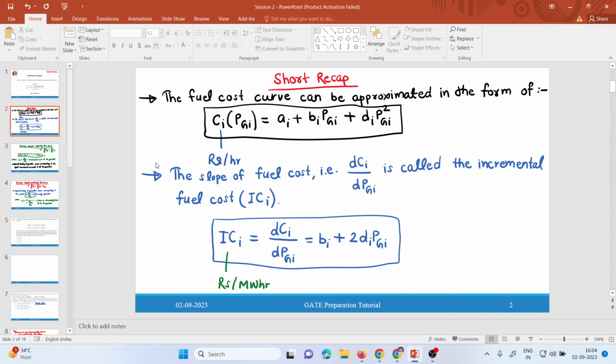So, as we know, economic load dispatch. What do you mean by economic load dispatch? Economic load dispatch means that you are setting up the power plants at a certain amount of power generation by minimizing the cost function and maintaining the constraints like the power constraint, that is the equality constraint. So this is economic load dispatch. And for a thermal power plant, the cost curve can be approximated in the form of this expression, and the unit of Ci is rupees per hour.